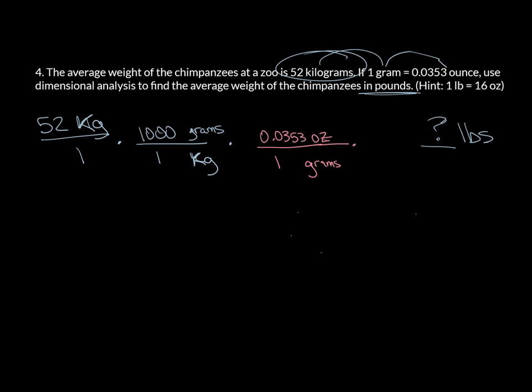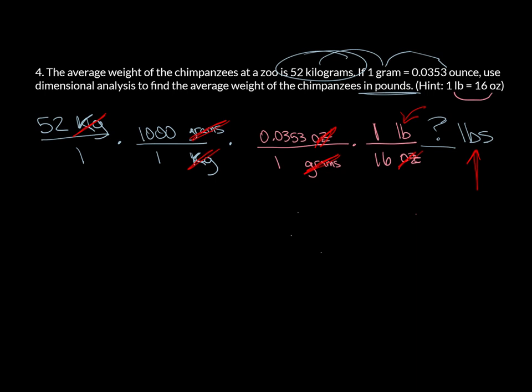Once you go to ounces, you can go from ounces to pounds. Again, I'm going diagonally across. If ounces is in the numerator, it needs to be in the denominator next, and then I'll have pounds in the top. In 1 pound, there's 16 ounces. This is why you set it up this way: kilograms will cross out with kilograms, grams cancel with grams, ounces cross out with ounces, and the only unit left is pounds, which is what we want.